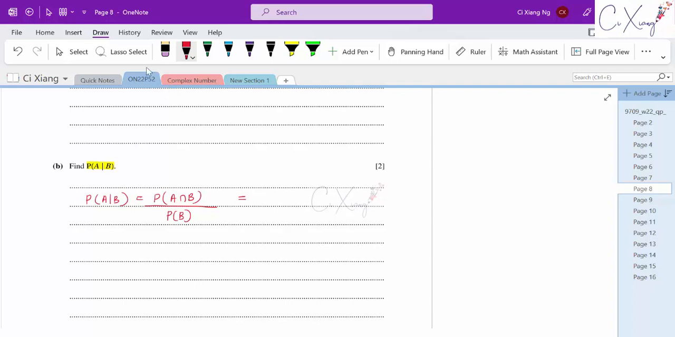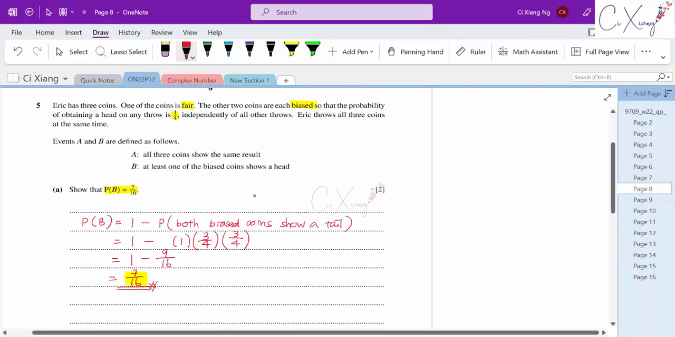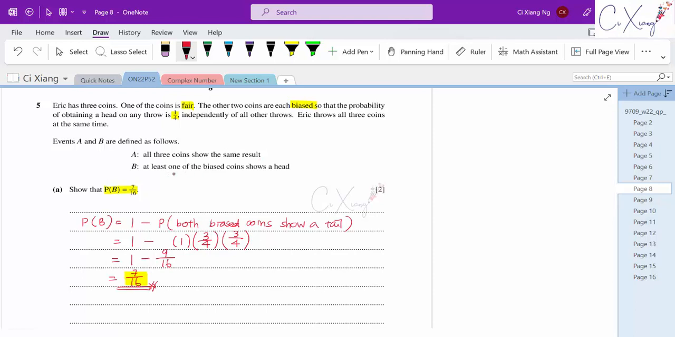What's the meaning for A intersect B? Okay, so let's have a look at the definition for the event again. A means all the 3 coins show the same result, and at least one of the biased coins shows a head. Okay, so if you have an intersection for this one, the possible result will be head, head, head.